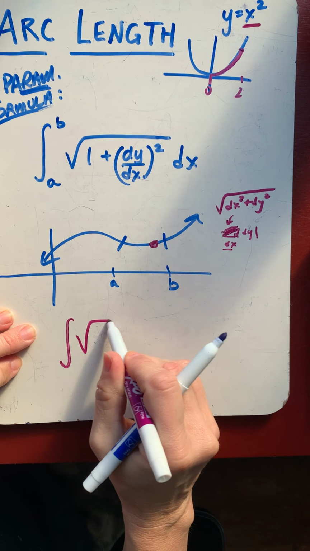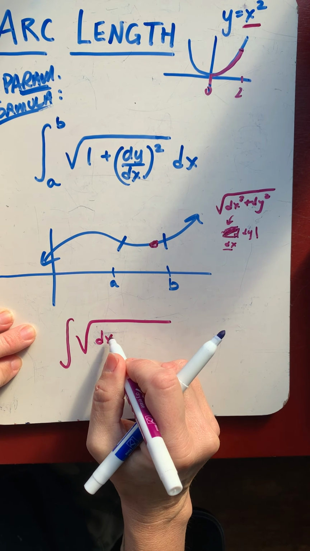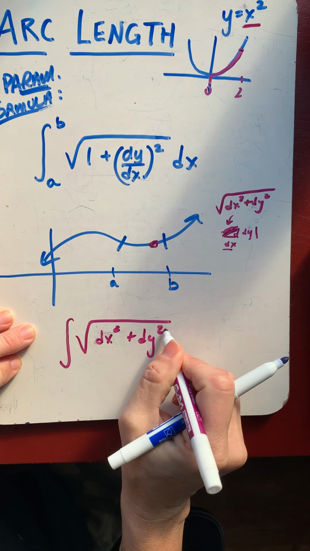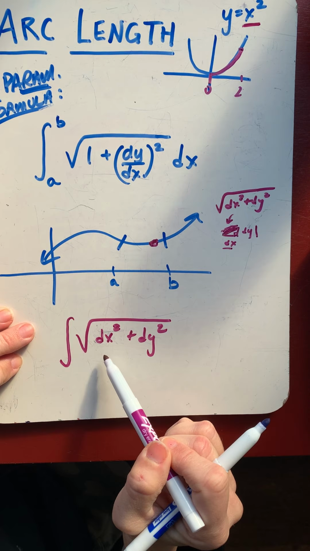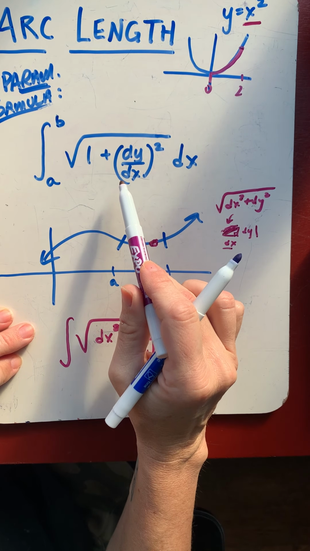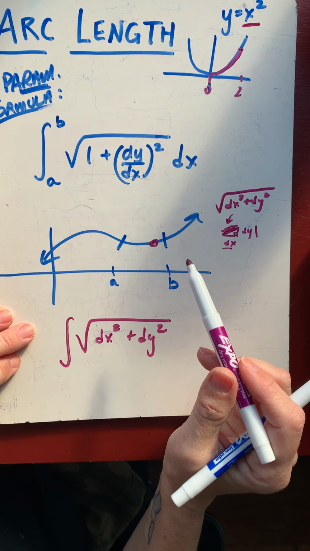So I'm adding up an infinite number of these guys. So this is what I'm doing. But how do I get it to look like this? Well, that requires a little bit of algebra. I'll mess with it in a second.